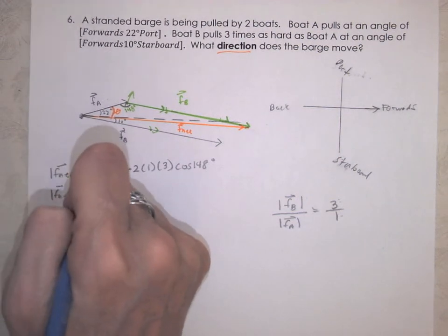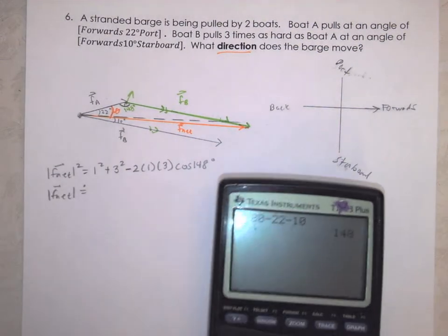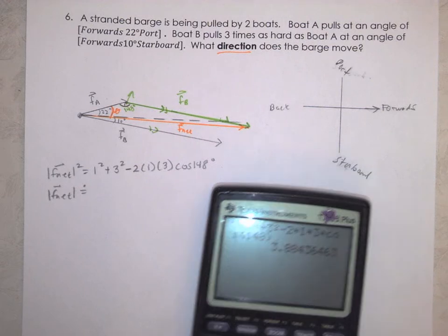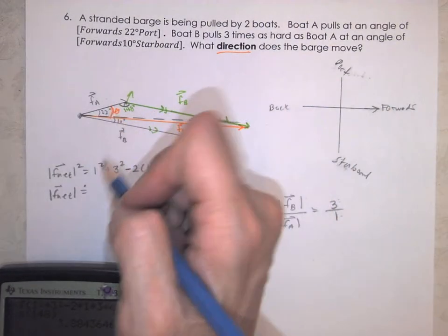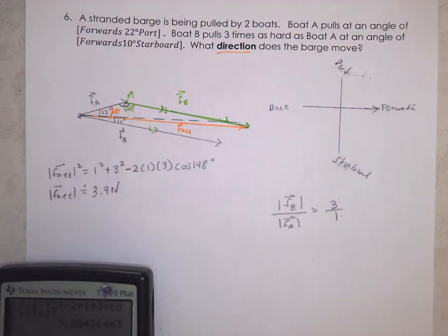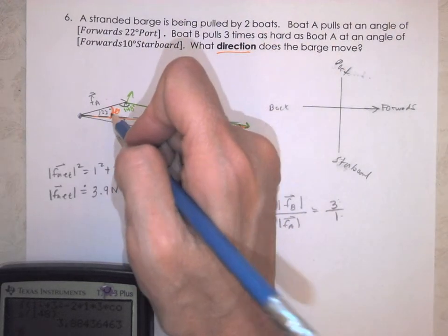And then carefully put that in our calculator. And we have that F net is approximately 3.88, so approximately 3.9 newtons. But we really want the direction, which is what the question asks for, so we really want theta here.